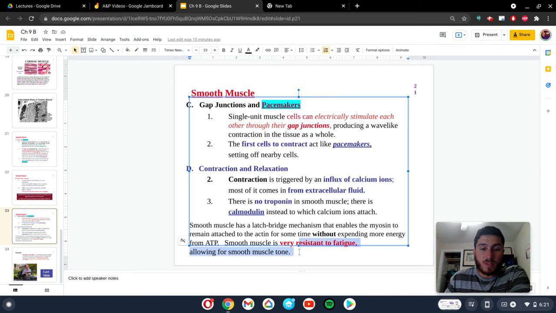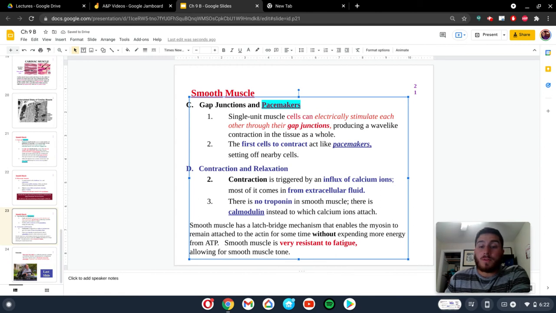When we're looking at smooth muscles, they have this latch bridge mechanism that's going to enable the myosin to remain attached to the actin for a long period of time without needing additional energy. So with that said, all it takes is a little bit of ATP to get this contraction to begin. And therefore, because you don't need too much ATP, the smooth muscle is very resistant to fatigue.